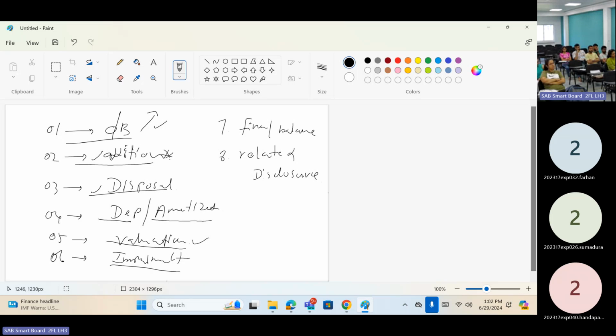Right? And to calculate impairment, you may have different types of inputs to audit and evaluate. Then you arrive at the final balance. You have to check whether the final balance is appearing in the books, and then the related disclosures. For related disclosures, you have to consider the relevant standards.